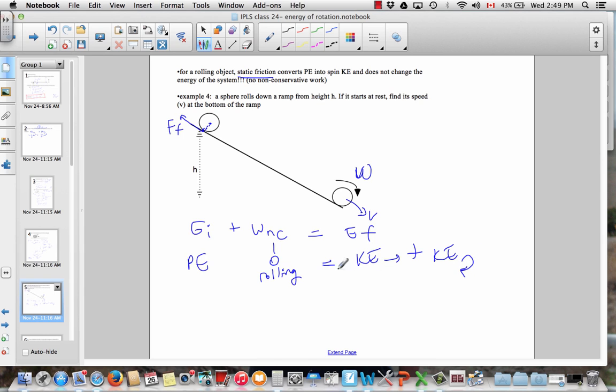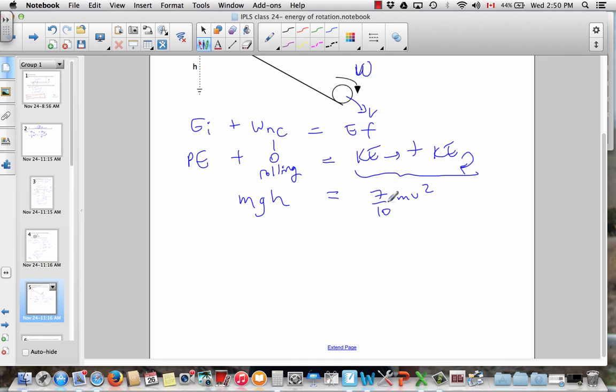In physics 11, it would just be the potential energy of the object getting transformed into good old half mv squared. But here, because it's rolling due to the static friction, there's actually both kinetic energies. Now, this is a ball, and we just came up with an expression for these two kinetic energies. From the previous example, we know that's 7/10 mv squared. Potential energy we know is mgh. Just repeating that derivation really isn't a good use of time, so we'll just use the result.